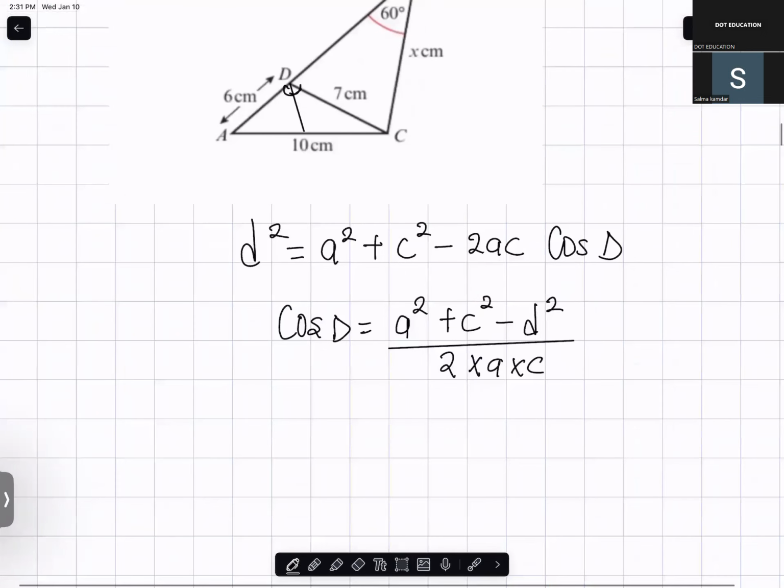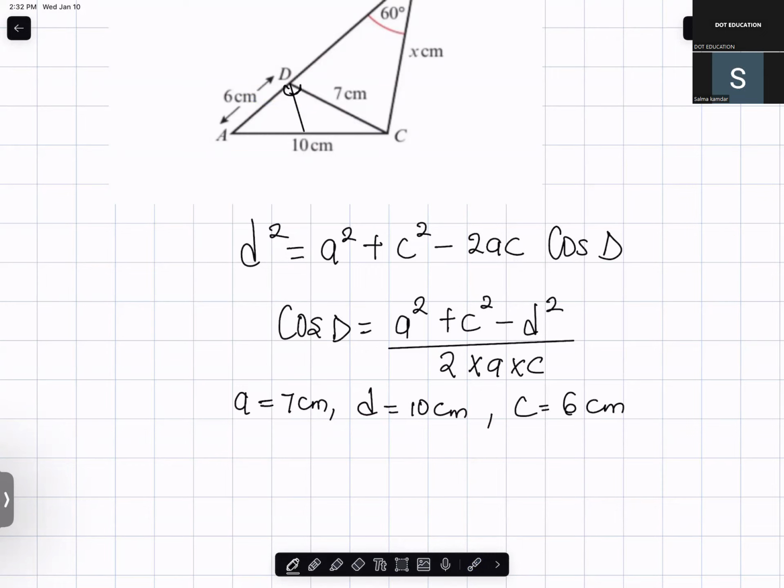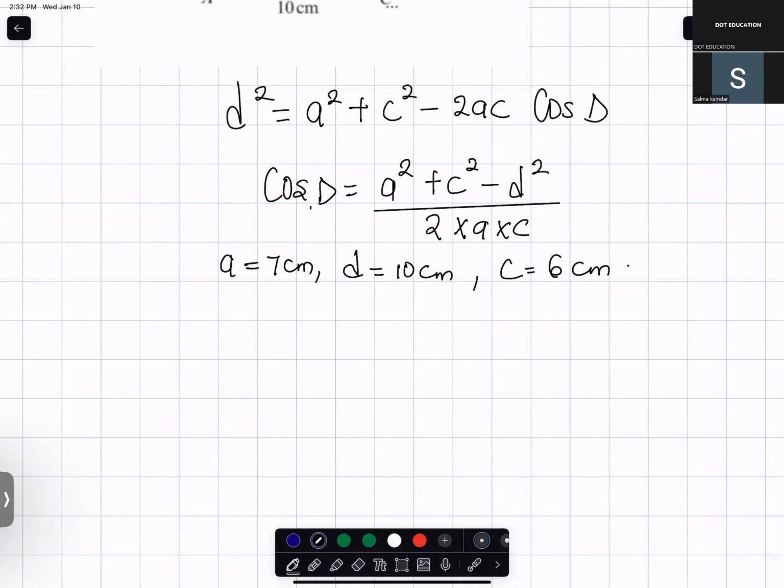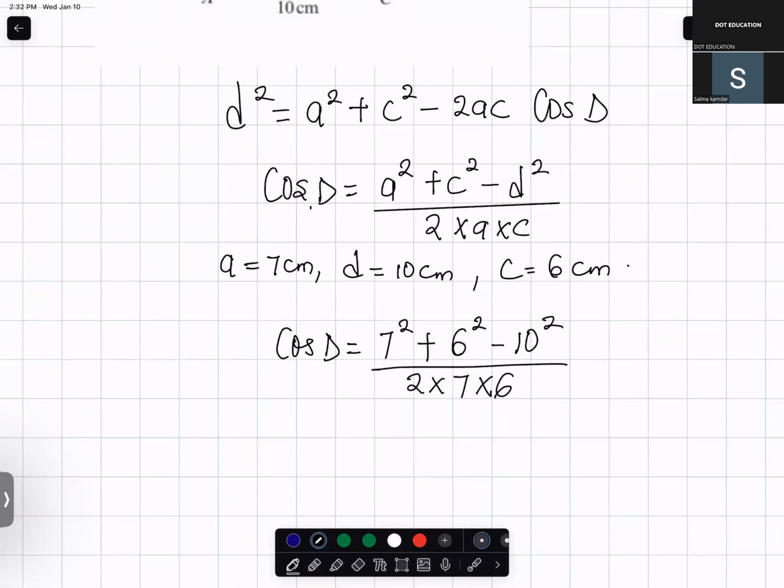So we have A as 7 cm. We have D as 10 cm. Then we have our C, which is the matching opposite to C here, as 6 cm. So we move forward using our formula above. So we have cos D equals 7 squared plus 6 squared minus 10 squared, divided by 2 multiply 7 multiply 6.